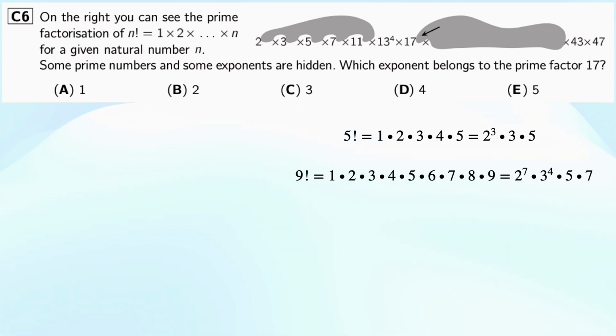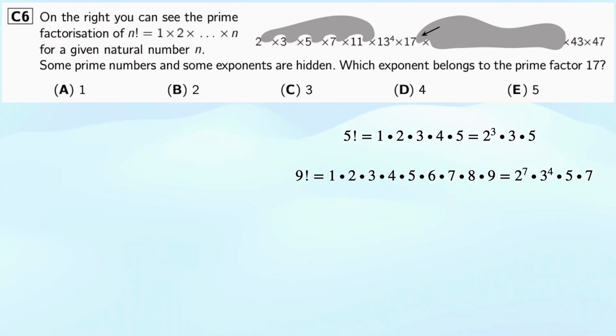And how does the prime factorization look? It's 2 to the power of 3, multiplied by 3, multiplied by 5. The factorization ends with the prime number 5.